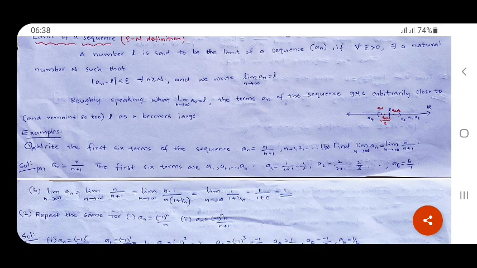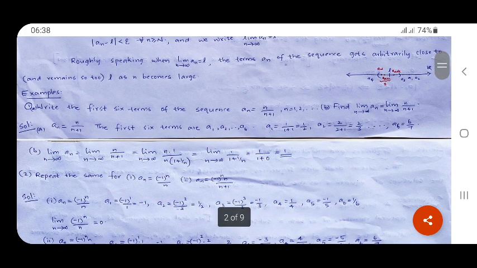So the first 6 terms are a1, a2, etc., up to a6, because n goes from 1 to infinity. So an is n divided by n plus 1. Therefore a1 is 1 over 1 plus 1, n replaced with 1, so 1 over 2. a2 is 2 over 2 plus 1, that is 2 over 3, etc. a6 is 6 over 7.